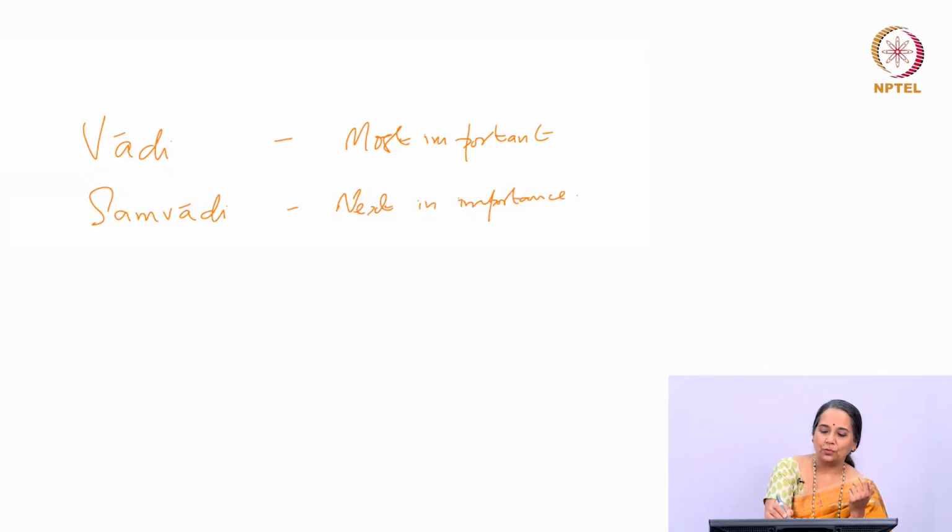Vadi is the most important, the one that has to be highlighted. Samvadi is next in importance. We have certain parameters which are used in a standard description of a raga. The first, of course, is aroha avaroha, and then comes Vadi Samvadi. Amongst these swaras, which is the most important and which is next in importance? In the case of Bhoop, for instance, it is ga and dha.